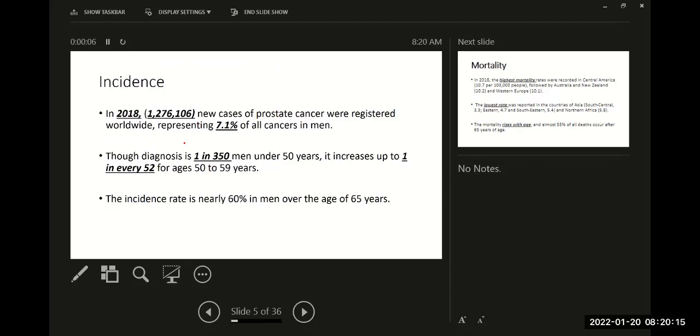In 2018, 1,276,106 new cases of prostate cancer were registered worldwide, representing 7.1% of all cancers in men. Though diagnosis is 1 in 350 men under the age of 50 years, it increases up to 1 in every 52 men for ages 50 to 59 years. The incidence rate is nearly 60% in men over the age of 65 years.